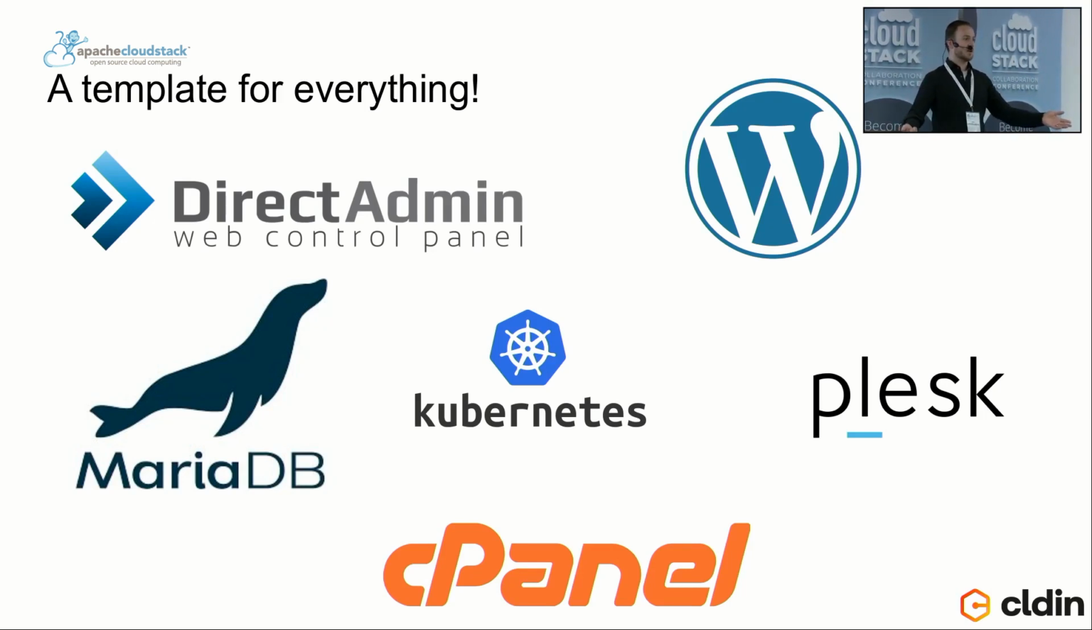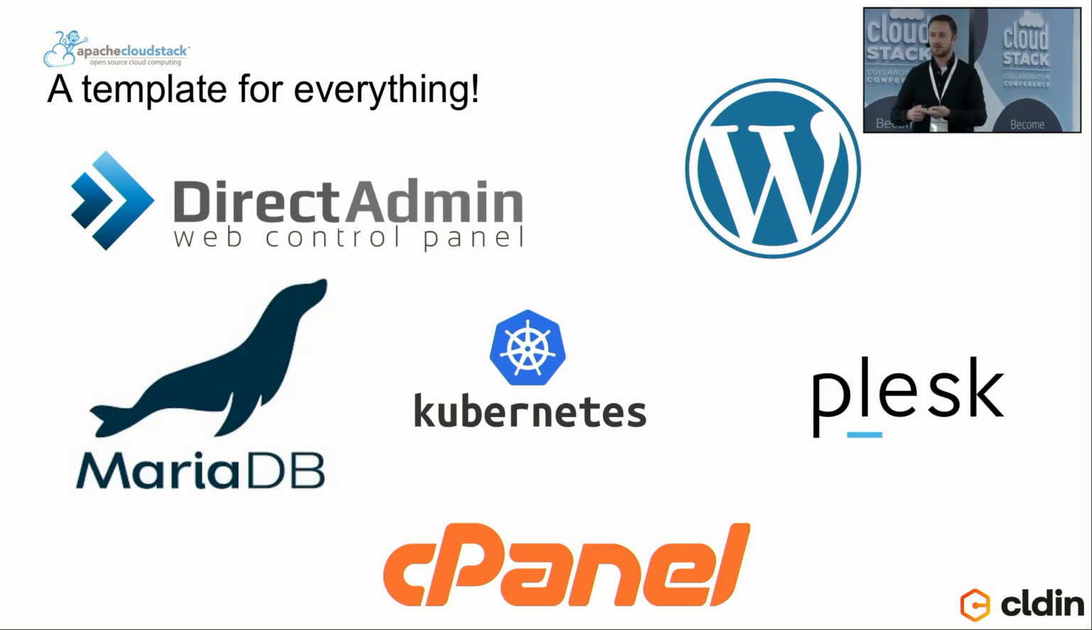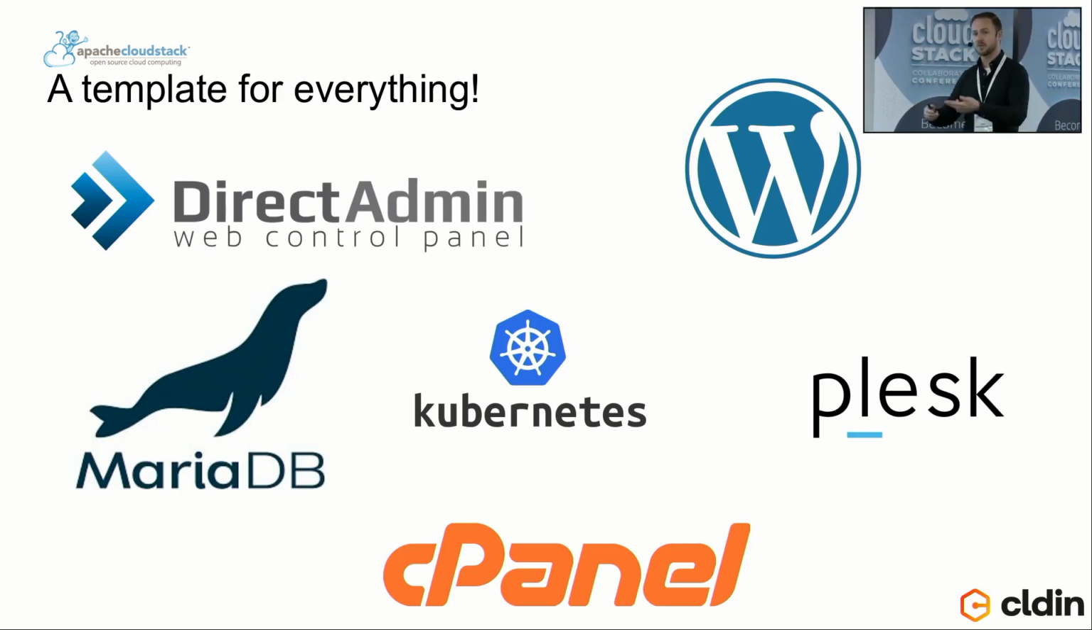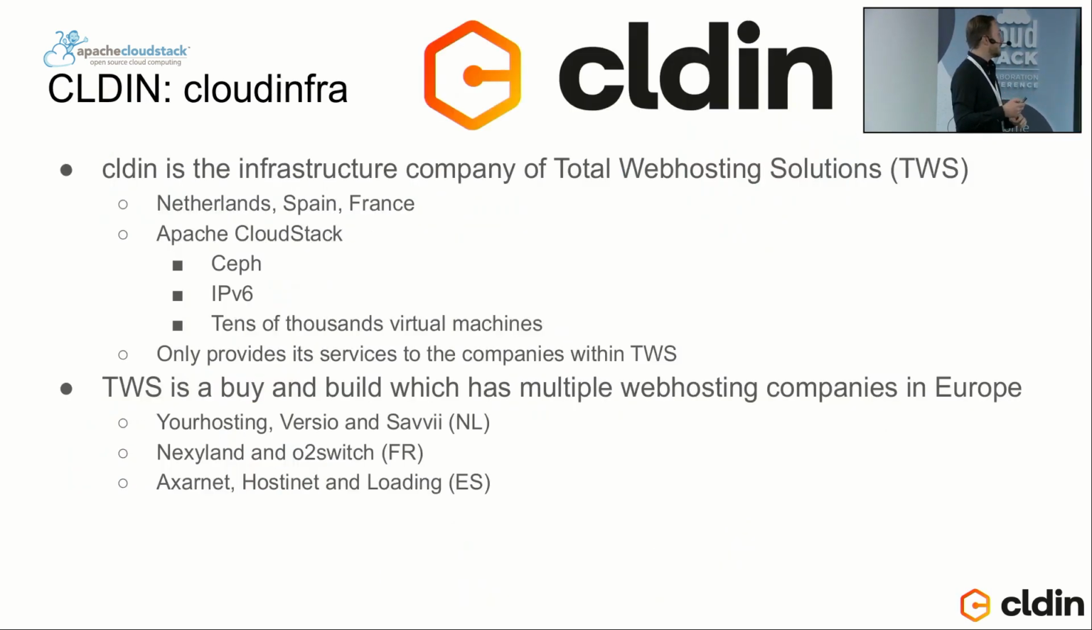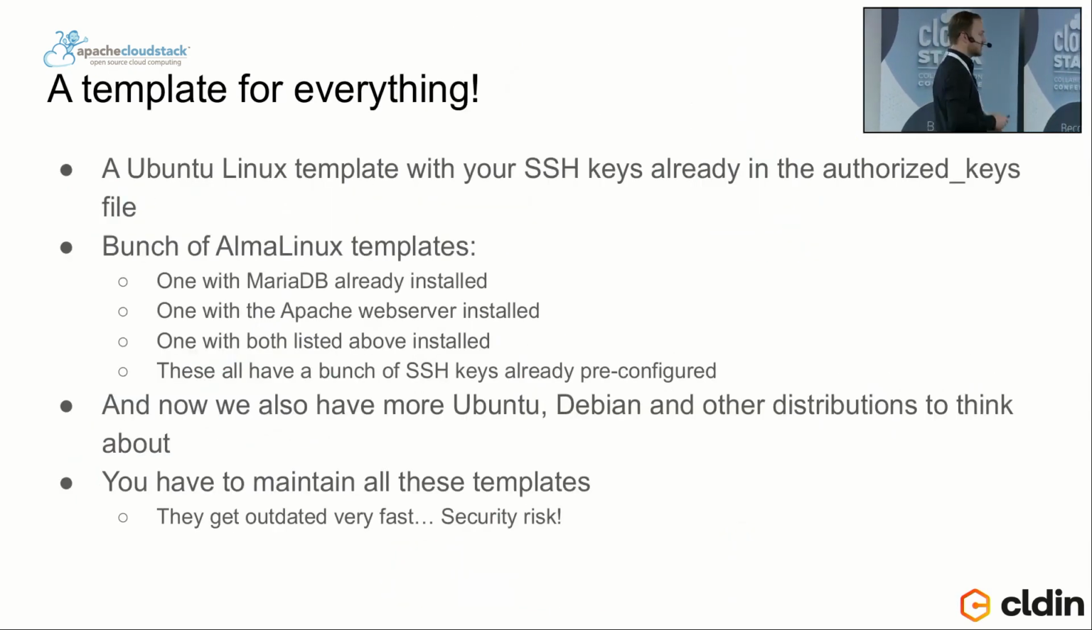So we start deploying VMs on a cloud platform. And what do I see people doing? They build a template for everything. So they have a template with DirectAdmin, the control panel, pre-installed, because they need the template. And they build one with WordPress pre-installed, with MariaDB, etc., etc. They keep building templates to achieve what they want, to get a specific application installed on the cloud. But that brings some challenges.